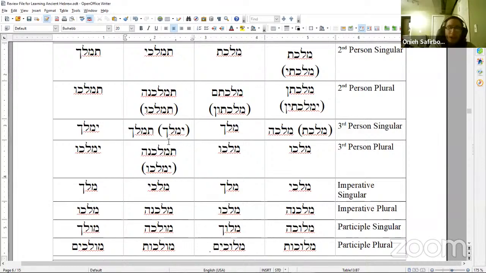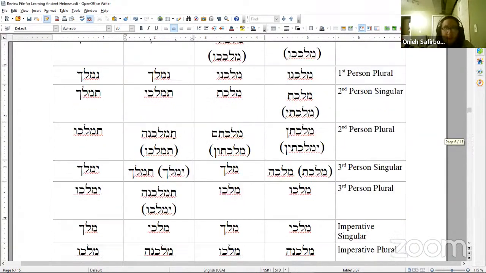All right, so third person feminine plural is the same form in biblical Hebrew as the second person plural for feminine. But in original Akkadian, it did not have the nun hey at the end, nor did it have tav at the beginning. It simply had the same form as the masculine for the plural.